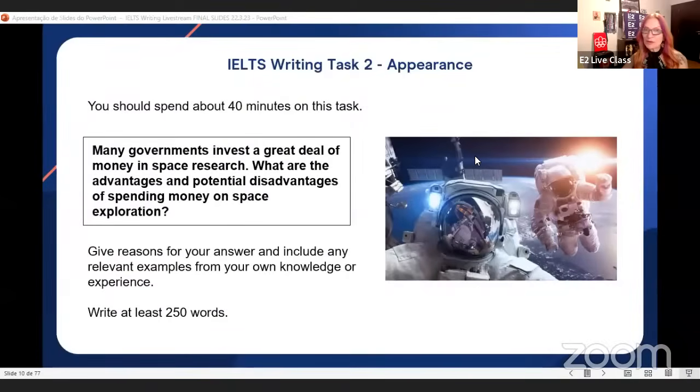So this is the prompt we're going to be working with. It says, many governments invest a great deal of money in space research. What are the advantages and potential disadvantages of spending money on space exploration? Before we move on, should you give your position for this essay? Should you include your position? Is it important to have a position in this type of essay? Yes, a position, yes.